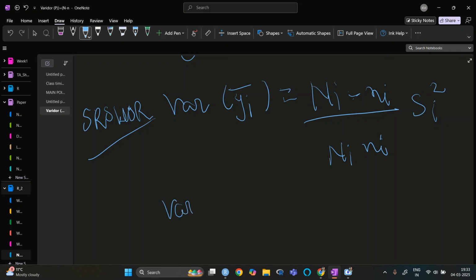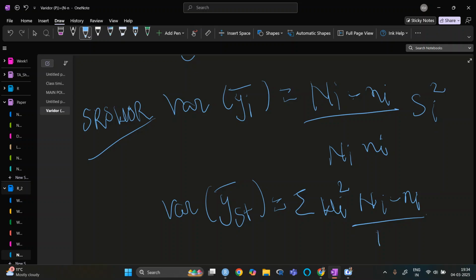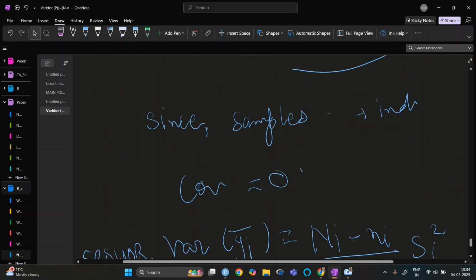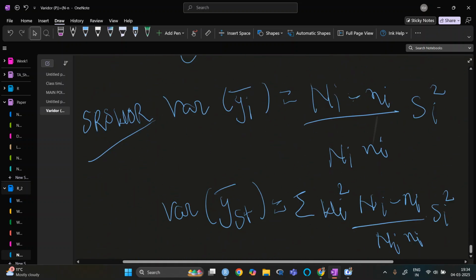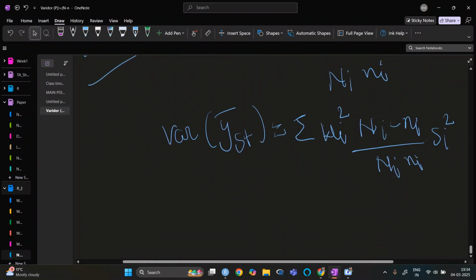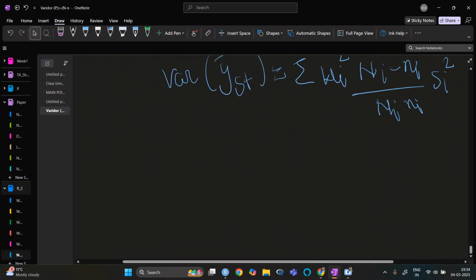Now the variance of y bar st is the sum of Ni square, and then (Ni minus ni) upon Ni times ni times Si square. So I have just put here the variance of yi. This one is the variance of y bar st.